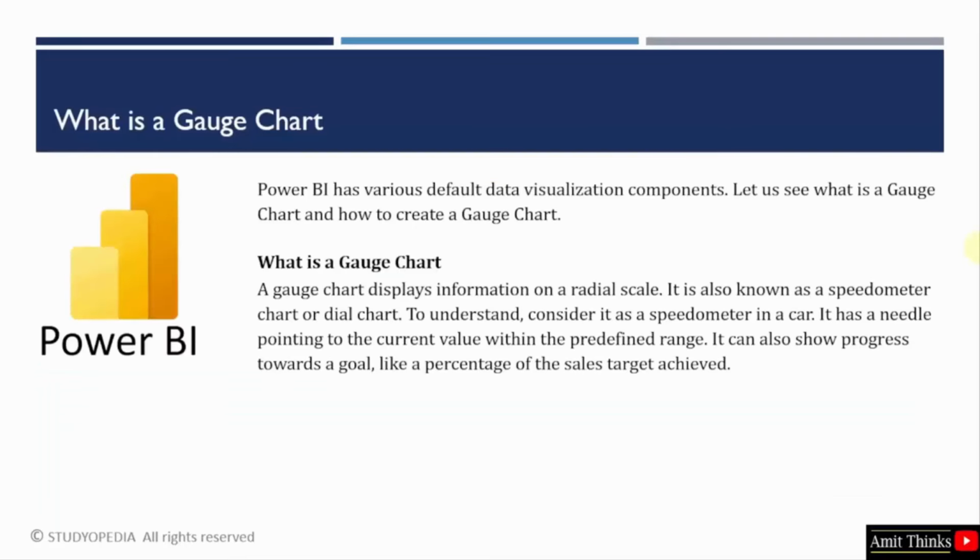So Power BI includes a lot of data visualization components. One of them is gauge chart. A gauge chart easily displays information on a radial scale. You must have seen your car speedometer. It includes a needle that displays a scale, the current scale while you are driving, and the maximum also. So the needle points to the current value within the predefined range. Or you can also display your percentage of the sales target using the gauge chart.